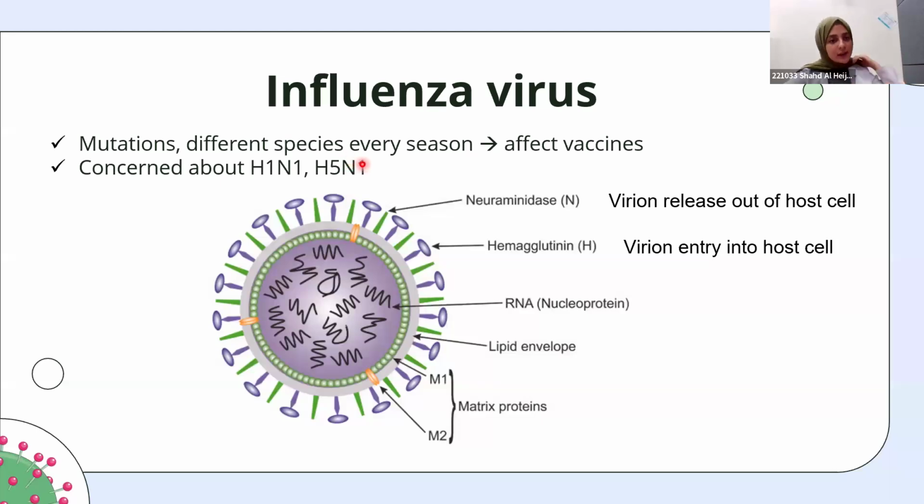Okay, now for influenza viruses. Influenza, you have mutations, and this would result in different strains every season. And we said we need to monitor those to know how to formulate the vaccine. We are specifically concerned about H1N1 and H5N1 because those can cause major infections or major outbreaks in the population. And we talked about N and H and what they do. So H is for virion entry, N is for virion release.